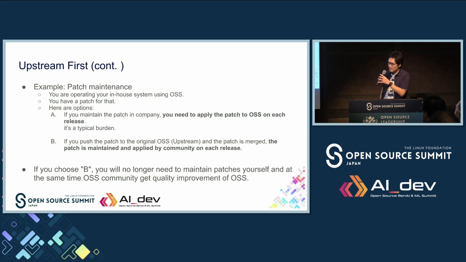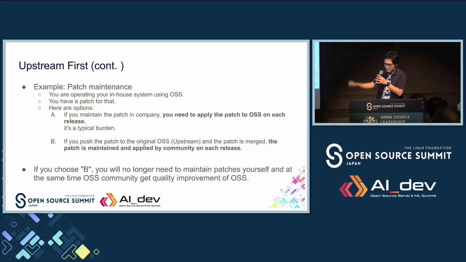For example, this is a simple and commonly used example. Some of you may already know this scenario. Patch maintenance. You are operating your in-house system using OSS, and you have a patch for that. And this time, there are two options. If you maintain the patch in your company, you need to apply the patch to OSS on each release. I think it's a typical burden. It is a typical pain point.